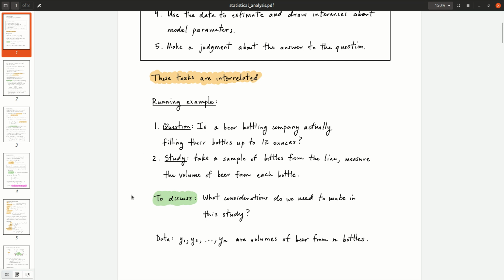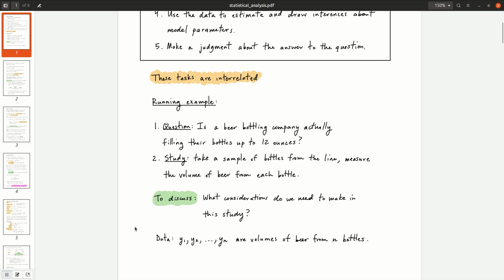Now, there's lots of things to think about when conducting a study like this. So in the office hour, what I'd like to discuss is what considerations do we need to make in this study. Often there are constraints to how many observations you can collect. There are specifics of the question that may not be fully fleshed out in this simple statement of the question. There may be specifics about how beer is bottled at this particular company that will affect how we do the study. So something to think about before our office hour is what things do we need to think about.